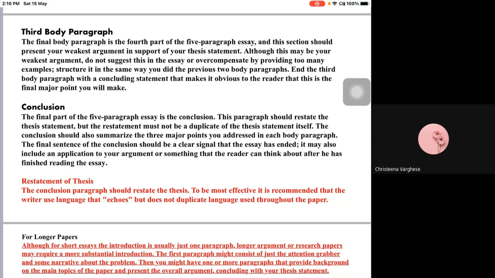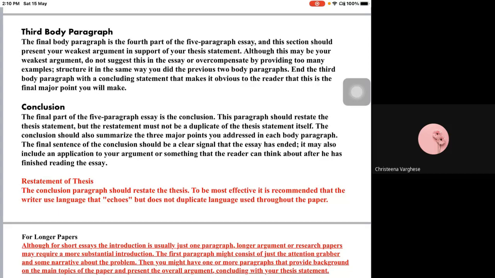I mean, this is a basic structure. You should develop it further for your postgraduate assignment essays, okay? Although this may be your weakest argument, do not suggest this in the essay or overcompensate by providing too many examples, okay? Just treat it as another body paragraph. The third point which we are calling the weakest point doesn't necessarily mean that you have to present it like that or point it out in the paragraph like that. Just treat it as any other body paragraph.